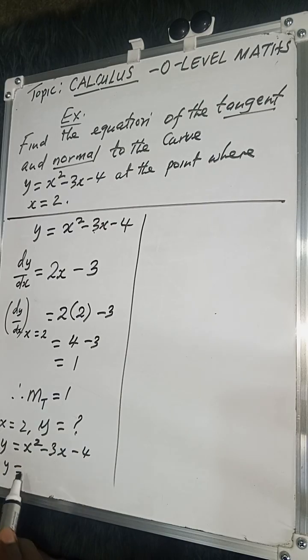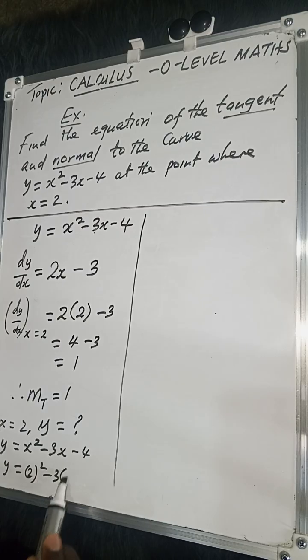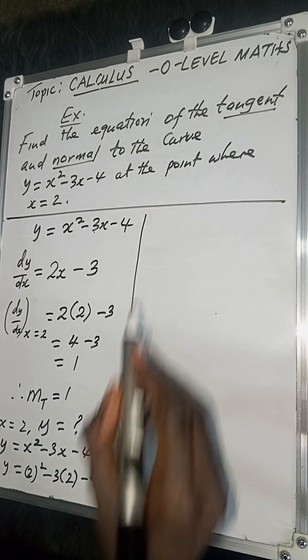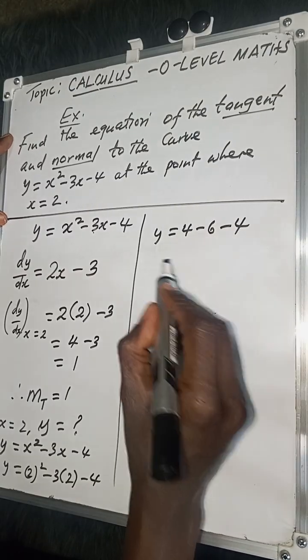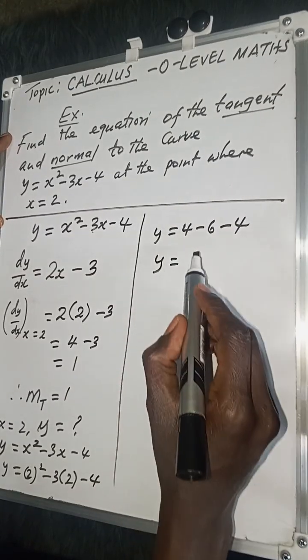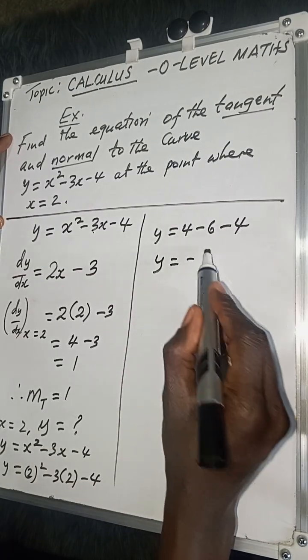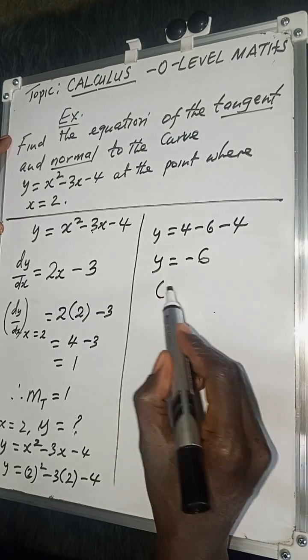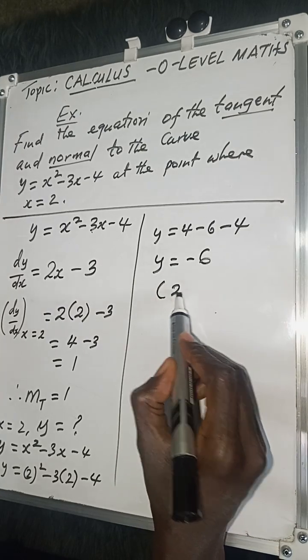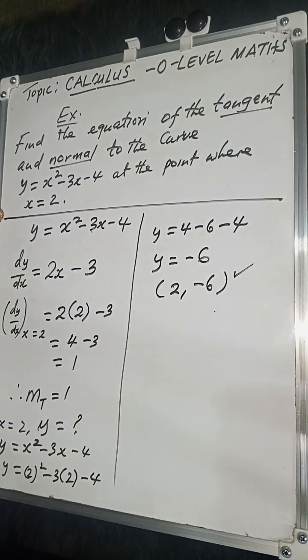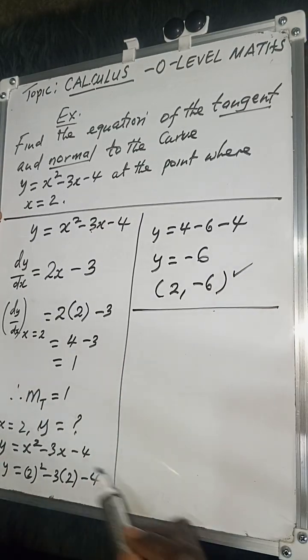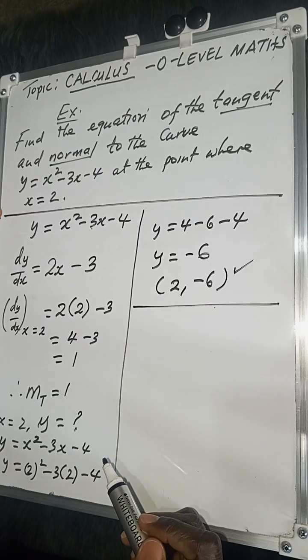So it will be y is equal to x is simply 2 raised to the power 2 minus 3 times 2 minus 4. So that will be y is equal to 4 minus 6 minus 4. So y is equal to, that is going to give us negative 6. So meaning when x is 2, your y is simply negative 6. So once you get those coordinates, it is now possible for you to know the equation of the tangent.